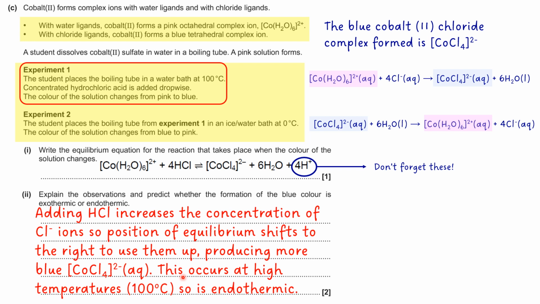So taking that particular version of it, adding HCl increases the concentration of Cl- ions, these ones here. So therefore the position of equilibrium is going to shift to the right to use these up, according to Le Chatelier's principle, producing more blue cobalt chloride complex. This occurs at high temperatures because it says so there in the question. So that must mean that that particular position of equilibrium shift is endothermic.